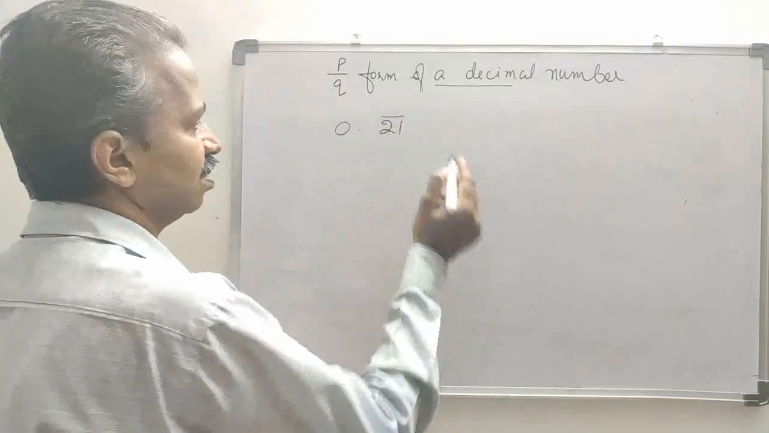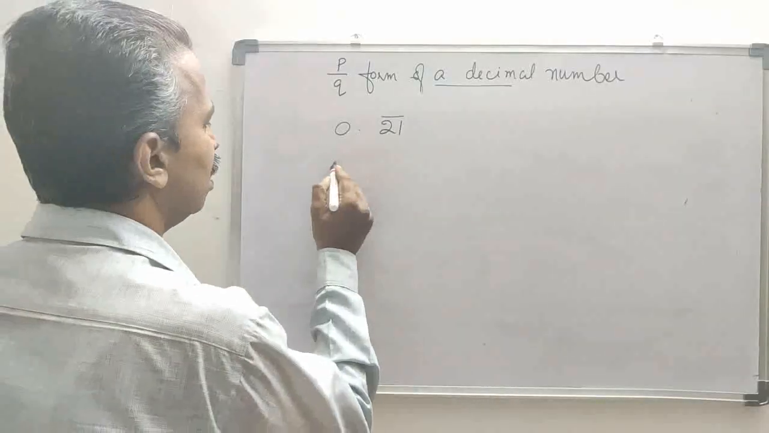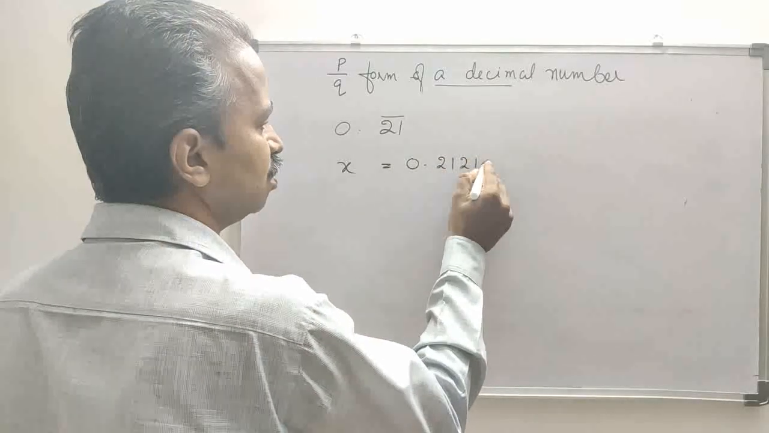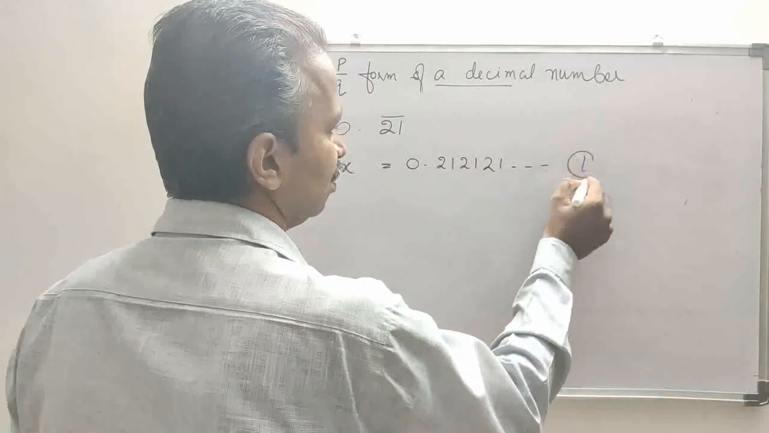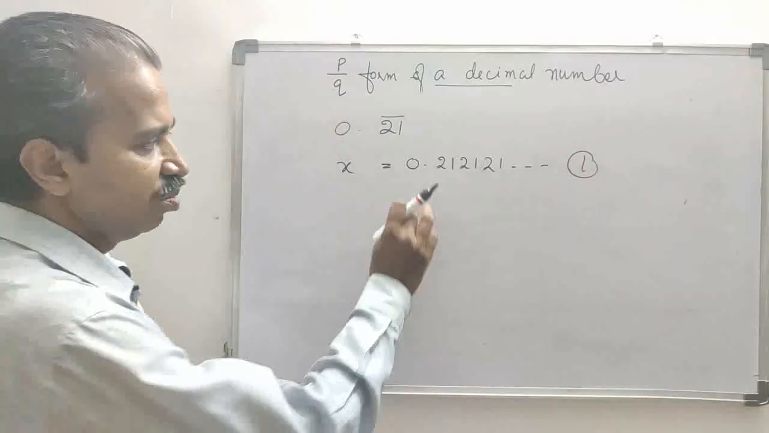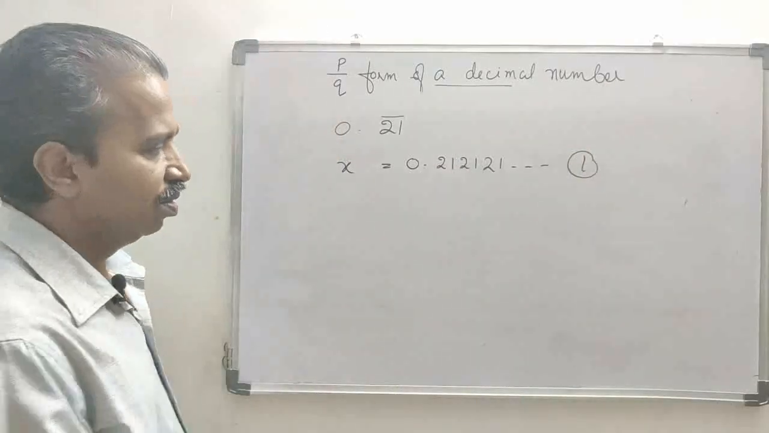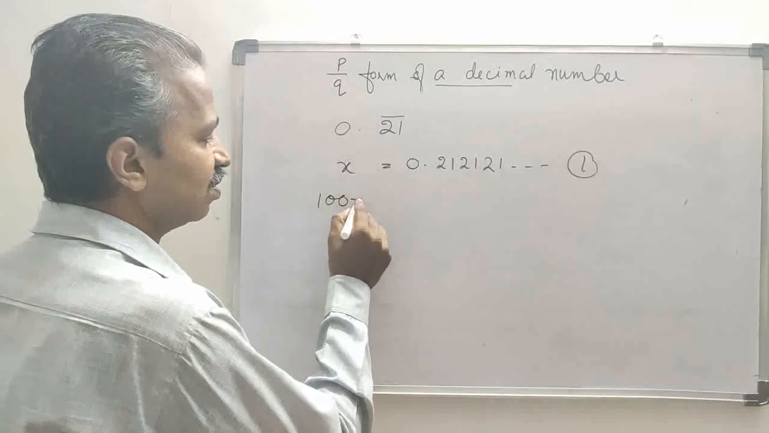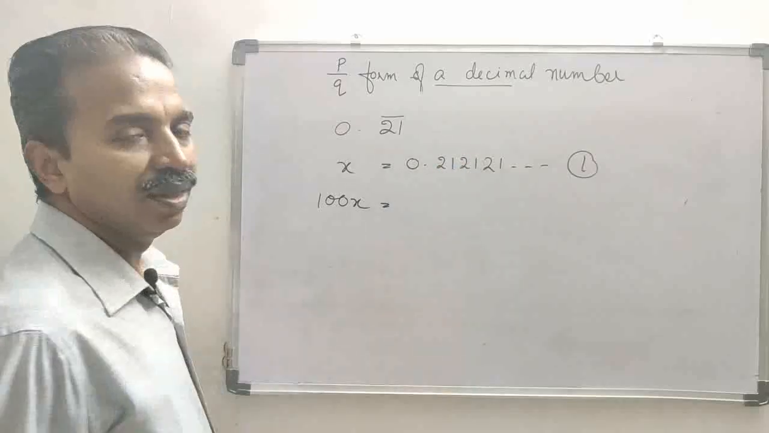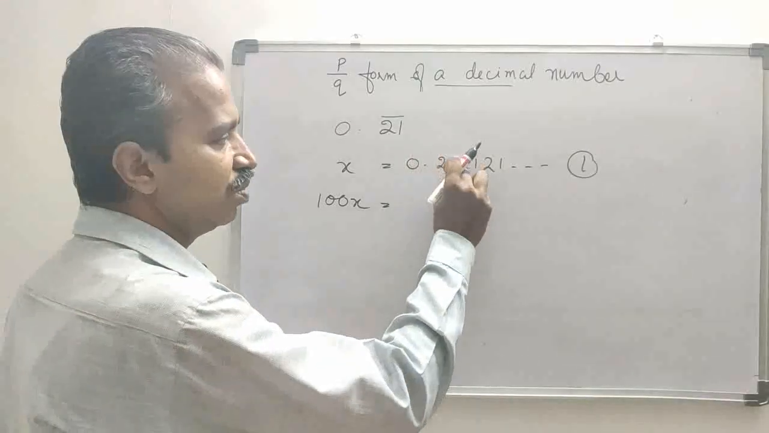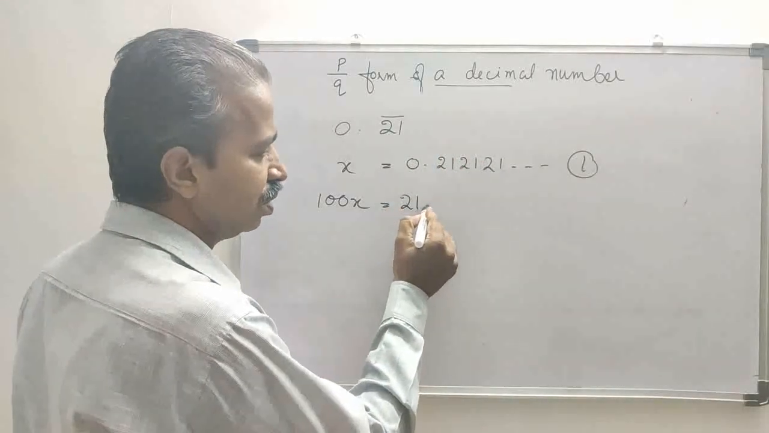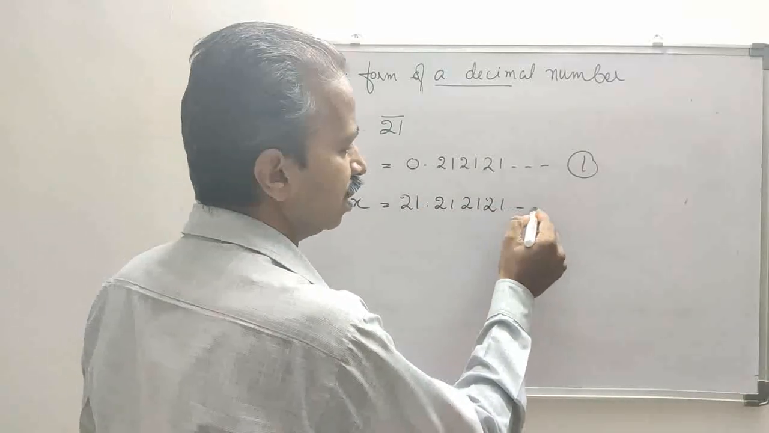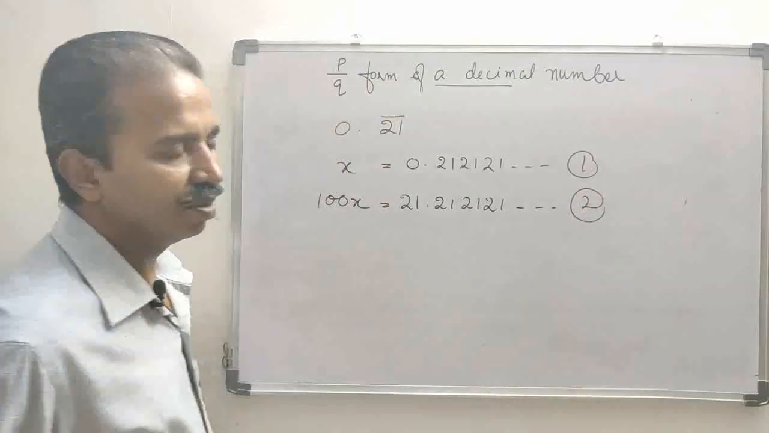0.21 bar we shall take, 0.21 bar. Take this as x, x is equal to 0.21, 21, 21, etc. That is equation number 1. A group of 2 digits is repeating. We multiply both the sides of the equation by 100. So, it becomes 100x is equal to, when you multiply the right side by 100, the decimal point will move to the right by 2 digits. So, we get 21.21, 21, 21, etc. That is equation number 2.